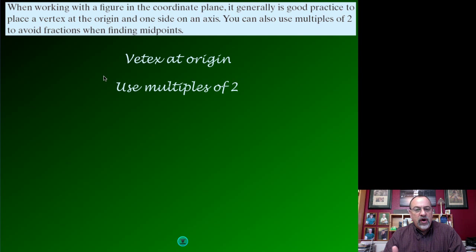If we're using odd numbers, or just the letter a, or 1a, when we divide by 2 we have a fraction. So by using multiples of 2, when we have to calculate midpoints we don't end up with fractions. The reason we want to place a vertex at the origin is because we already know what the coordinate of the origin is. The coordinate of the origin is 0, 0.